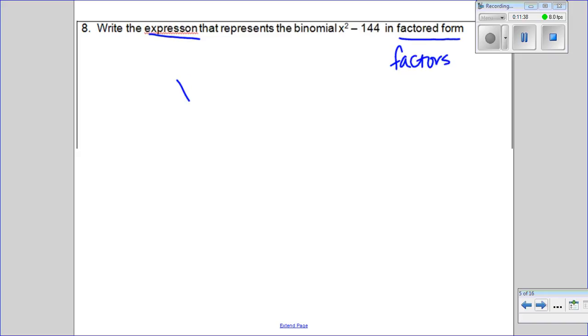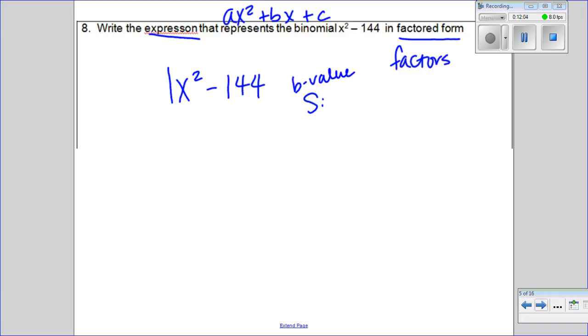Okay, so factoring again, x squared minus 144. I have a 1 in front of my x squared, so I don't need to worry about factoring anything out. It's positive. Let's jump to our sum and product. My sum, there's no value with just an x. Remember, ax squared plus bx plus c. My sum is the b value, so this is going to be 0. My product is our c value, and it's negative 144.